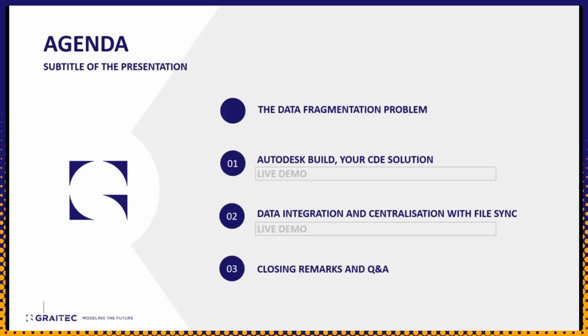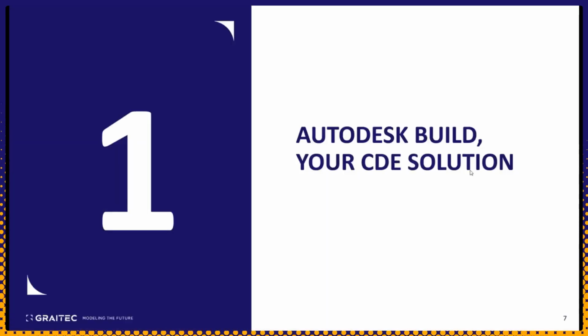The agenda will be simple. Now that we've talked briefly about the data fragmentation problem, let's take a look at what Autodesk Build has to offer by creating your CDE solution. And then we can take a look at FileSync with the data integration and centralization. And finally, a quick session for closing remarks and Q&A. Let's start with a quick look at Autodesk Build, your CDE solution.